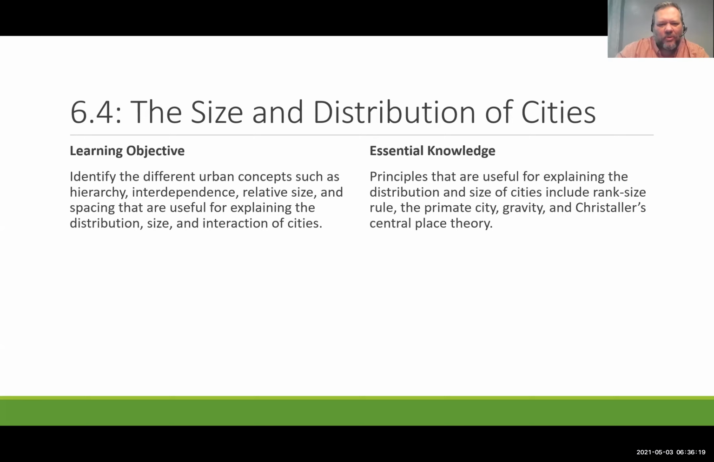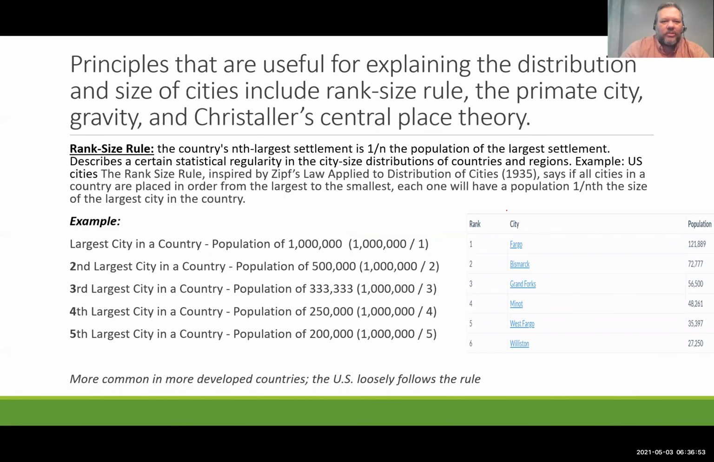We're going to do 6.4, and this is called the size and distribution of cities. There's not a lot for this section, but it actually is a lot. We're going to talk about a couple of different things. One is called the rank size rule for population. The other is primate city, and those are going to be pretty straightforward. But the two that have a little more depth, that you're much more likely to see on the AP, are Christaller's central place theory and the gravity model. All right, so without further ado, let's go ahead and get started.